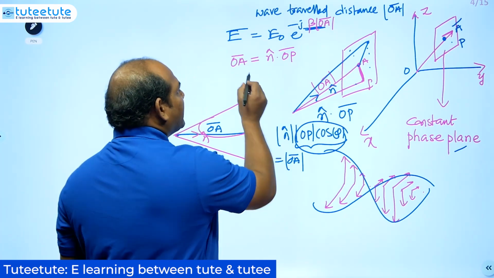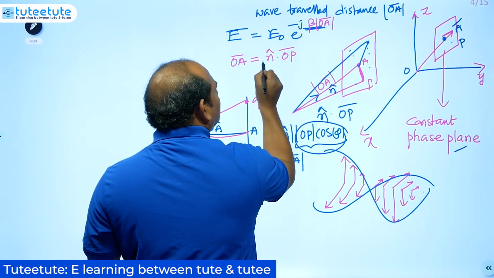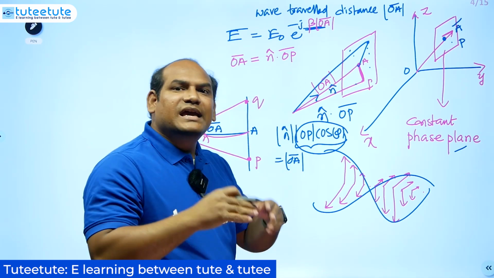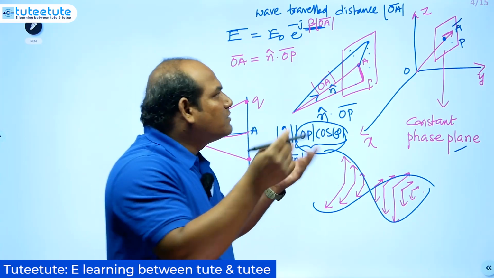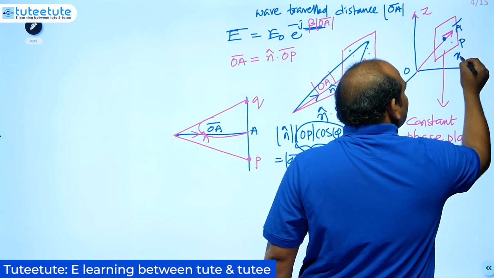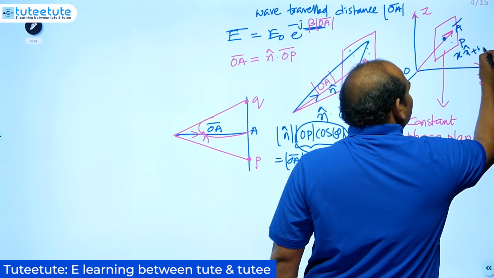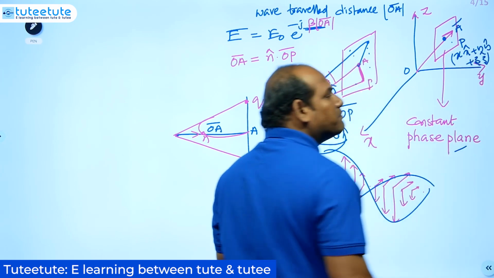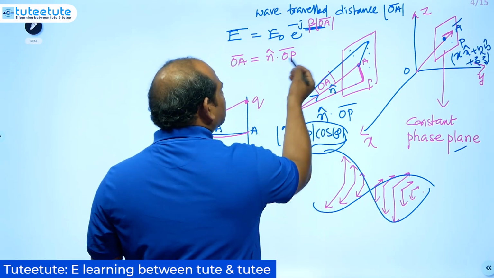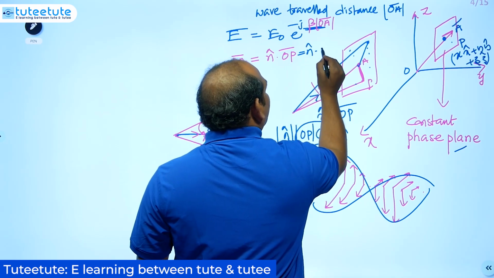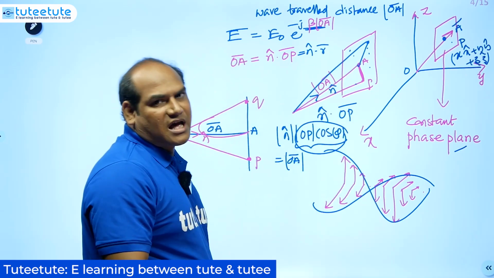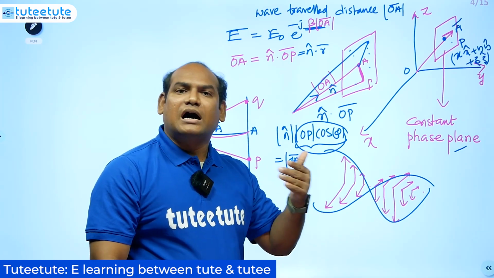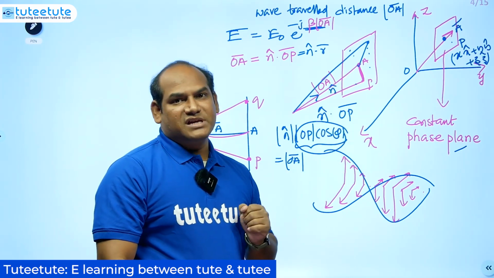So we have taken OA bar is equal to n cap dot OP bar. That P bar can be any one point. Any one point means generally that is represented with x x cap plus y y cap plus z z cap. This is actually OP bar, so generally we will represent it with R bar. OP bar or R bar, that is one general point, the general position vector on that particular constant phase plane.